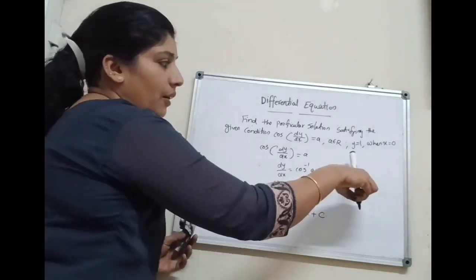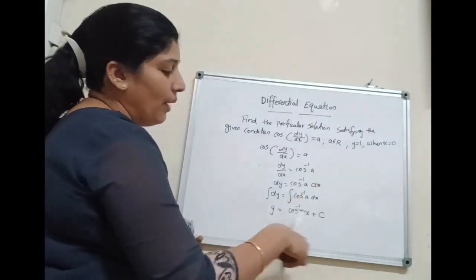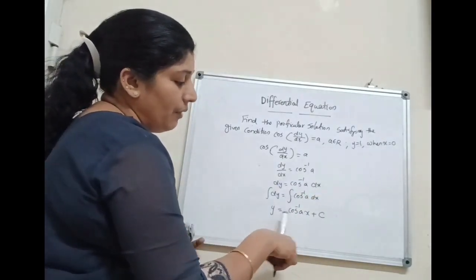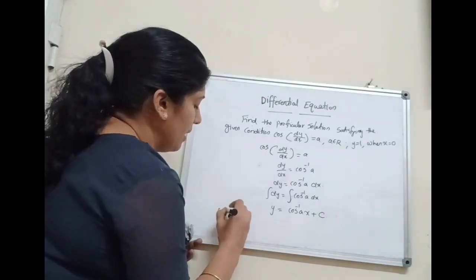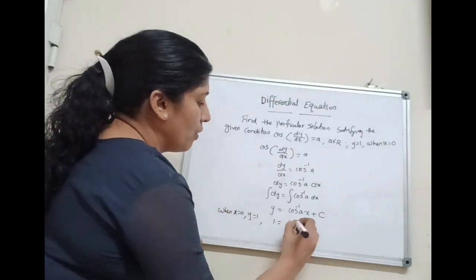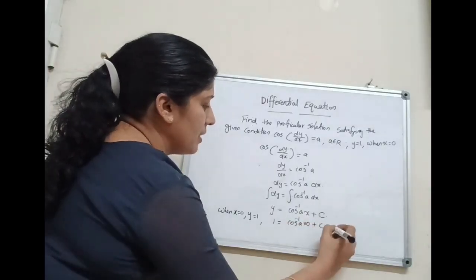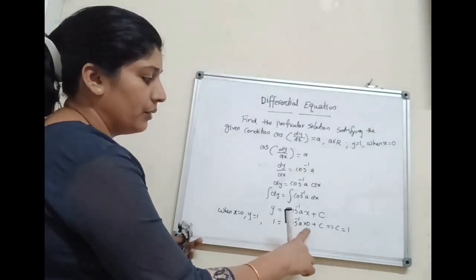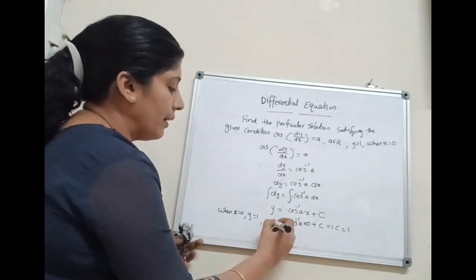Next, we substitute the value when x equals 0, y equals 1, to get the arbitrary constant c. Therefore, 1 equals cos inverse of a into 0 plus c. Cos inverse of a into 0 is 0, so the term will be 0 plus c. Therefore, c equals 1.